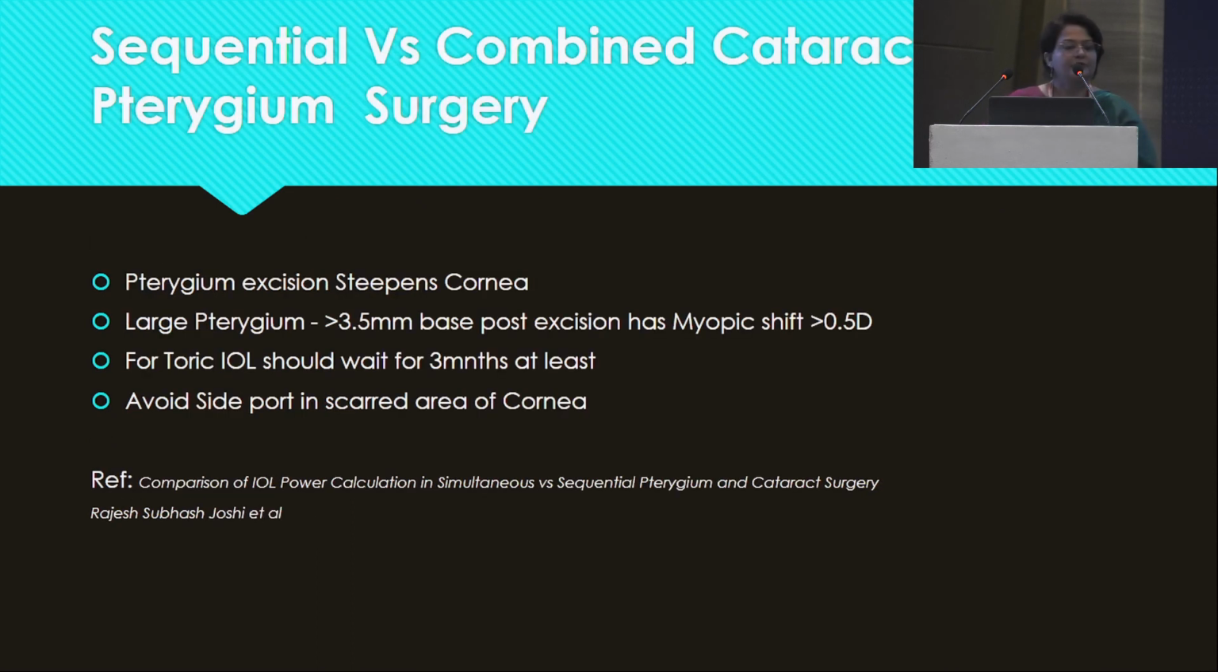Now, when it comes to combined cataract, suppose we have to calculate the IOL power, we see that pterygium excision steepens the cornea. So if it is a large pterygium, more than 3.5 mm base, a myopic shift of more than 0.5 is seen in such patients. So when we have to implant the IOL, it is better to undercorrect the IOL by at least 0.5 to 1 diopter to achieve emmetropia.